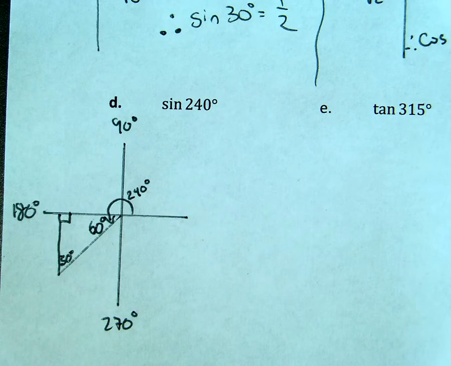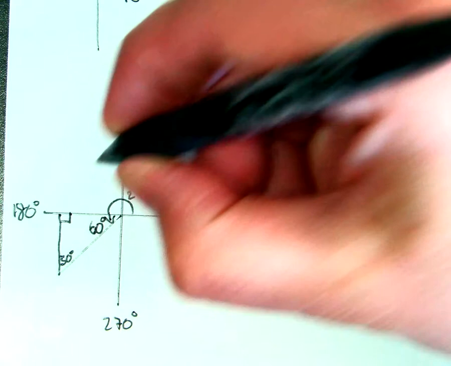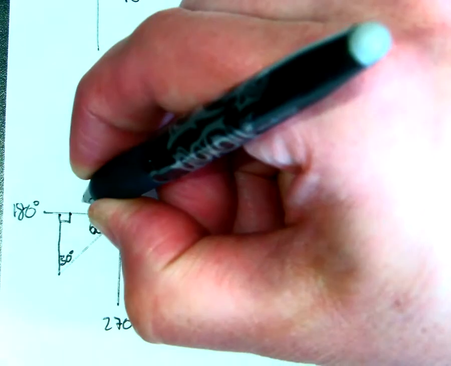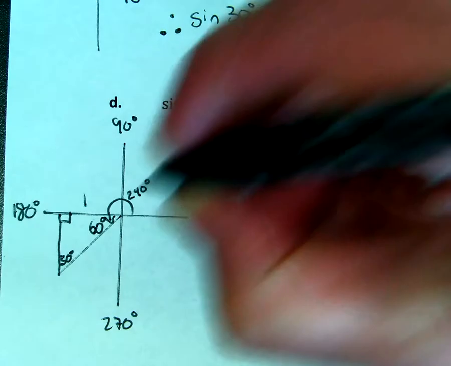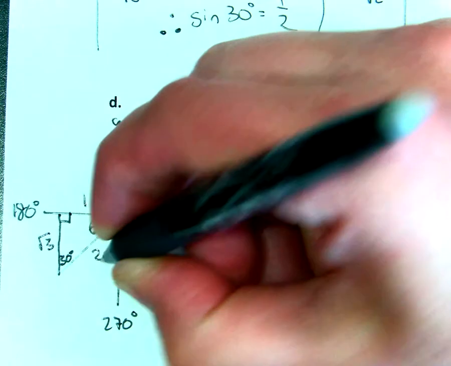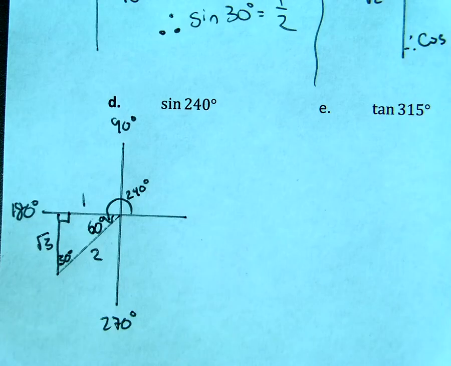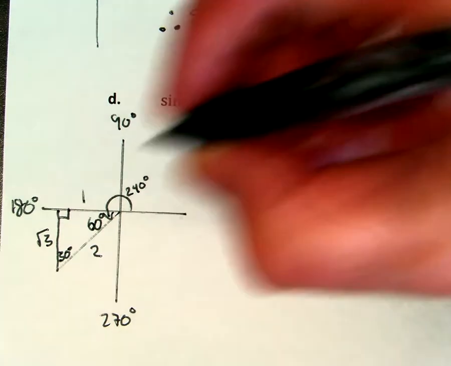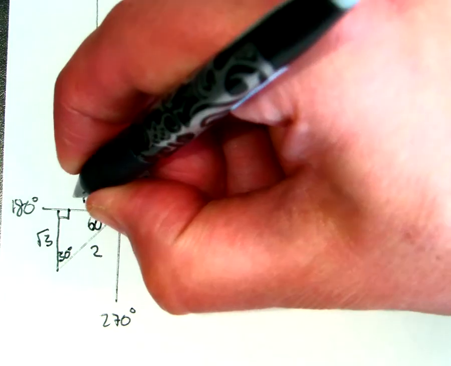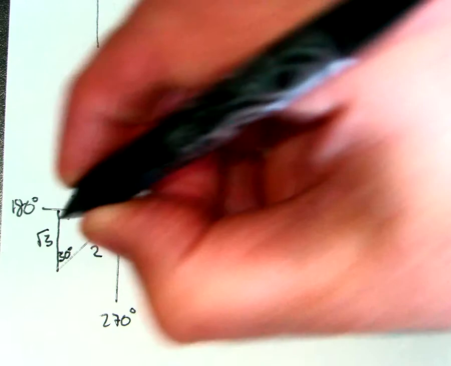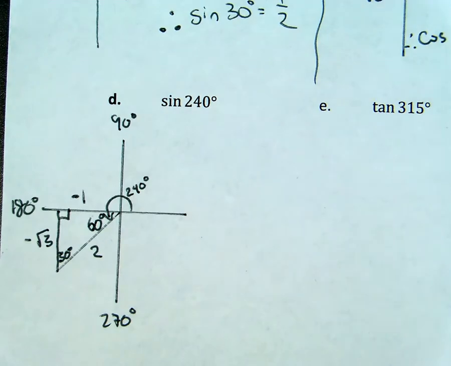And then you fill in your special triangle. So my special triangle would be 1 here, root 3 over here, and a 2 for the hypotenuse. And if I think about where things are positive and negative in the x quadrant, or on the x-axis, this would be -1. On the y-axis, down here would be negative, so this would be -√3.